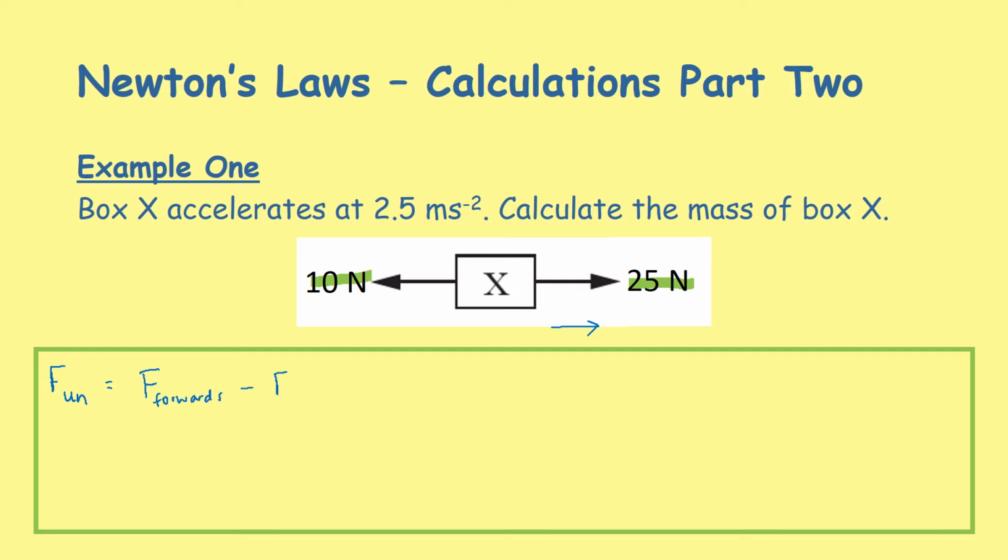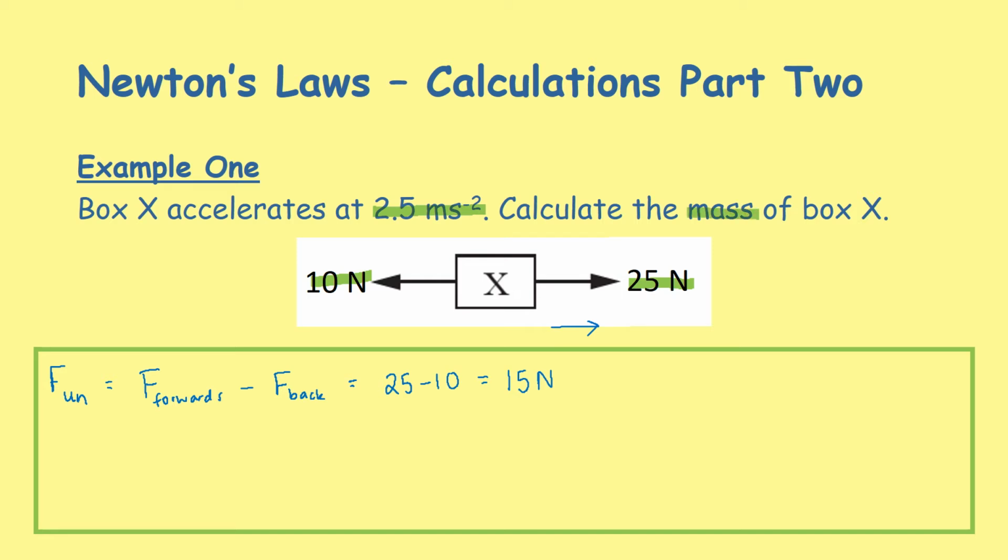And we're going to take away our force going backwards. What this becomes is our unbalanced force is 25 take away 10, and so overall our unbalanced force is equal to 15 newtons.